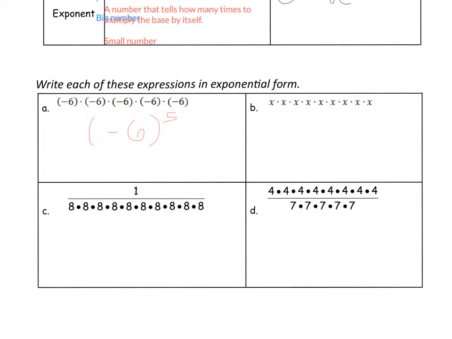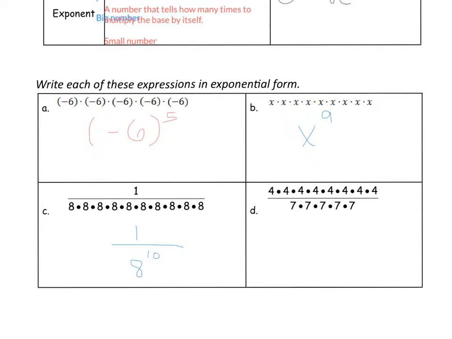For the second one, with all of those x's, our base is x, because that's the number being repeated over and over, and there are 9 of them, so it's x to the 9th. For the third one, our base is 8, but notice that 8 is in the denominator. We need to leave it in the denominator. It's not going anywhere, not yet. So we have 1 over 8, and there are 10 of them, so that's 1 over 8 to the 10th.